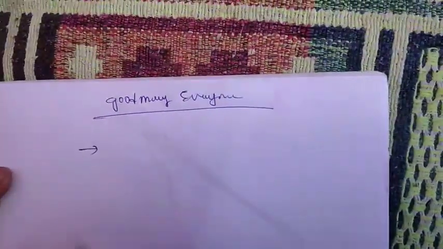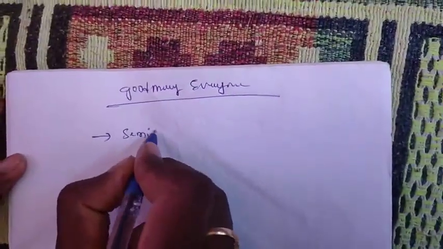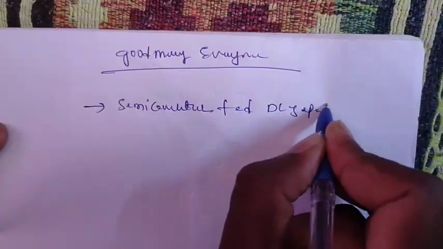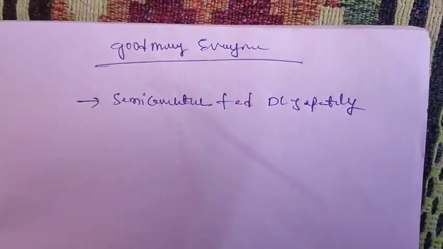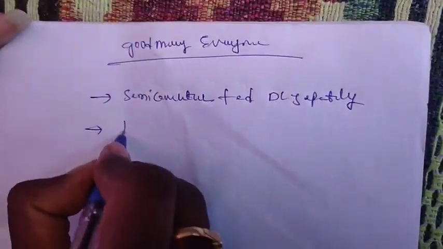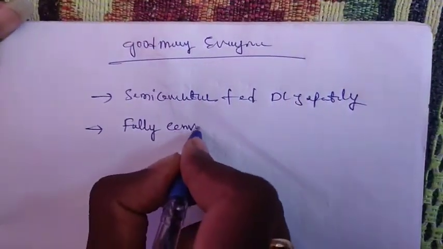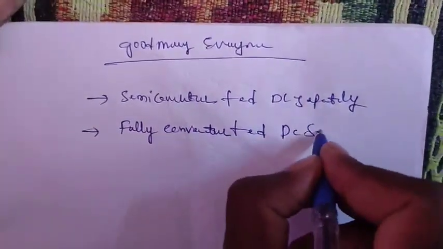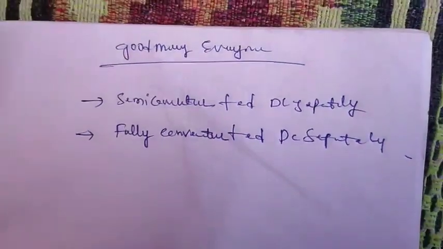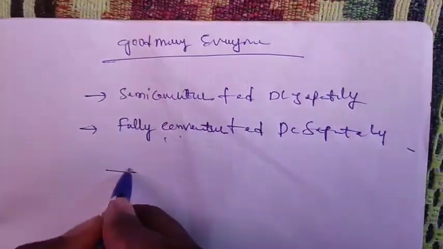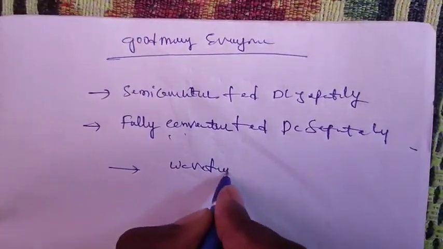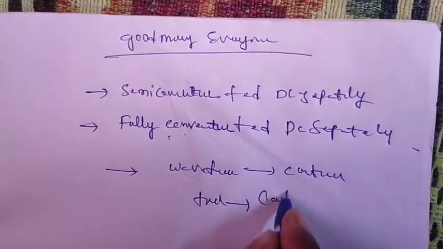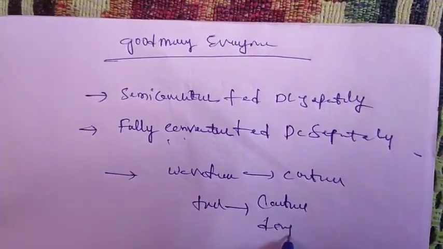In the last two videos we discussed the semi converter fed DC separately excited motor and the fully converter fed DC separately excited motor. In these two topics we discussed the waveforms in semi continuous conduction, in fully continuous as well as discontinuous mode.